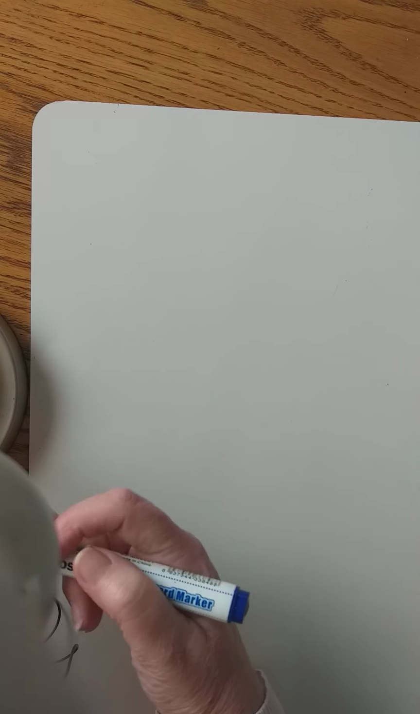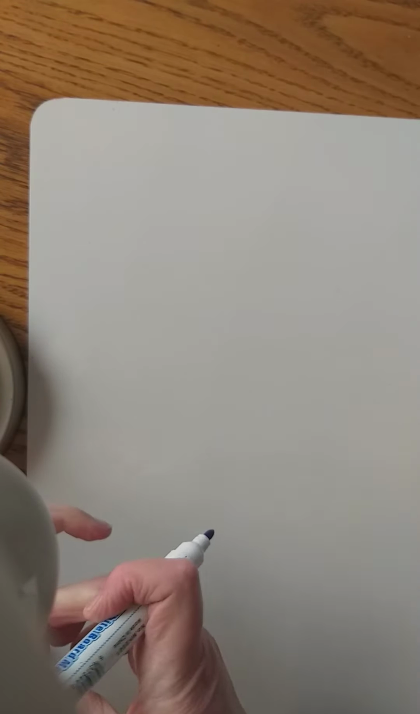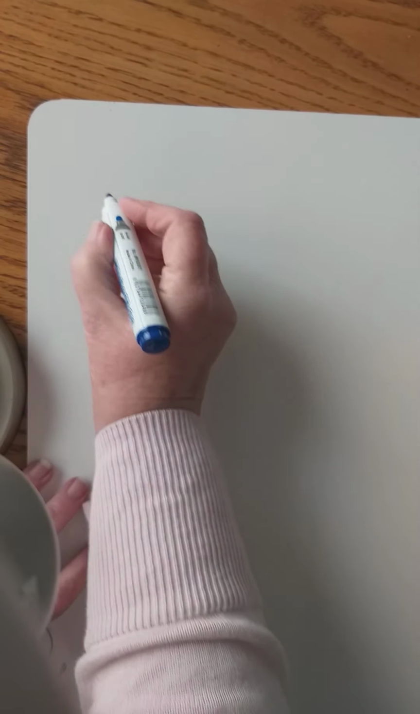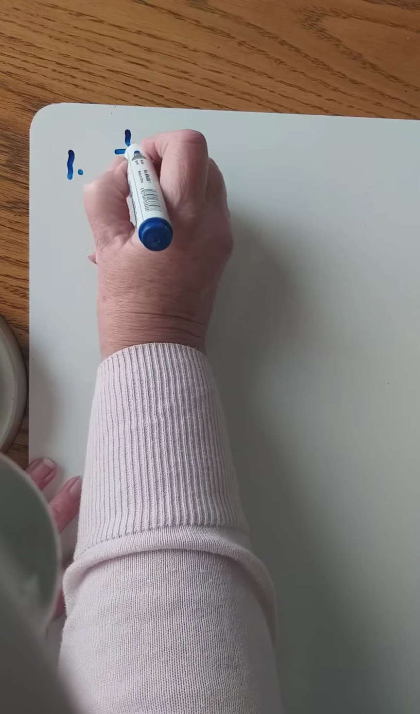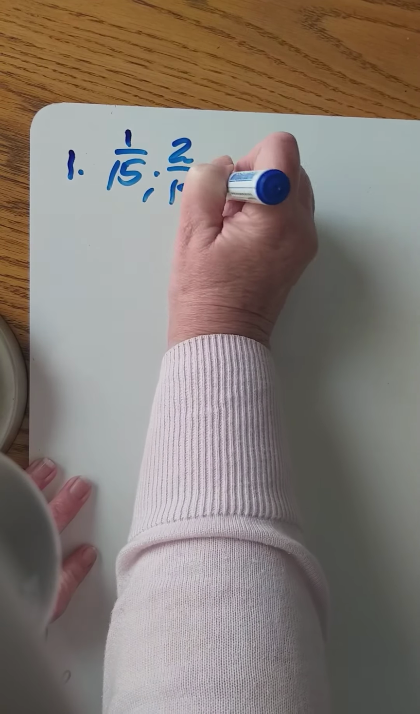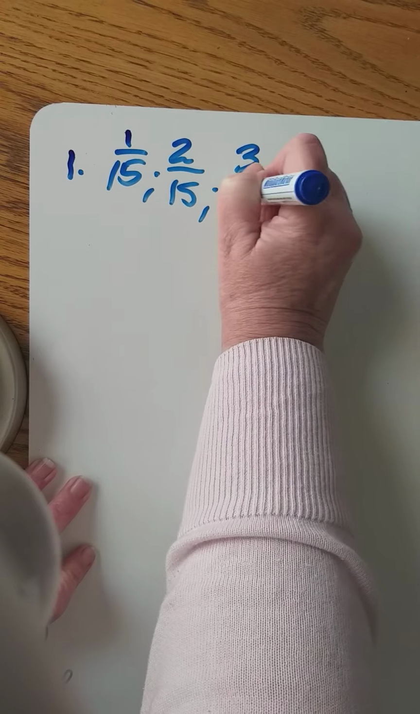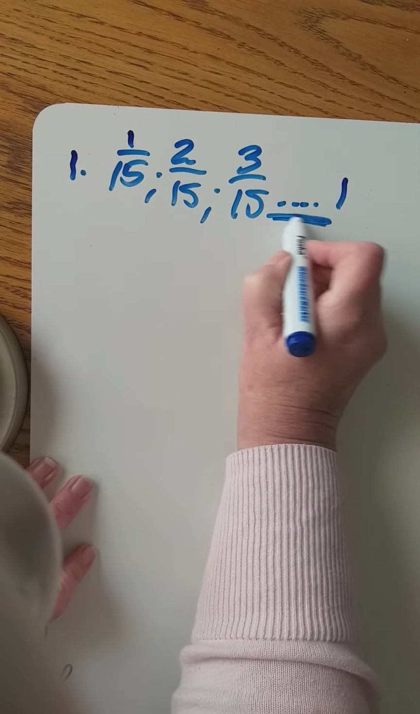Right, grade 7s, we're going to have a look at how to do the work that you have for today. The first question says, complete the following in this booklet. So, number 1, it says 1/15, 2/15, 3/15, and then it goes all the way up until 1. I want to know what goes here.